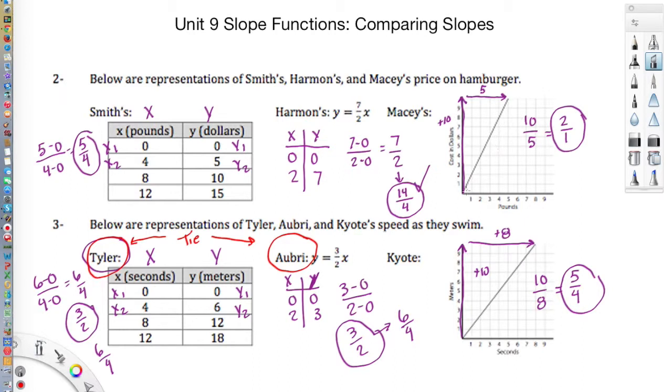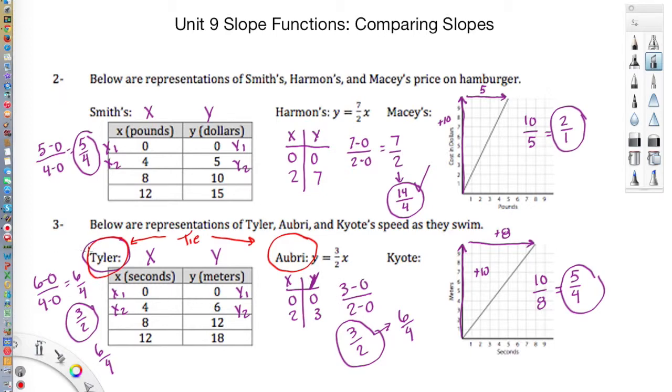And then Macy, they gave us a graph. We just found the rise over the run from looking at 2 points on the graph, and we got 2 over 1, but we can see that 14/4 is greater than any of the other slopes, well, 2 slopes.